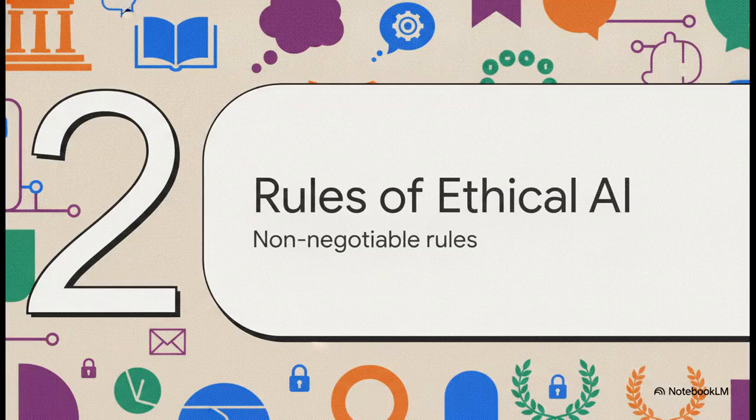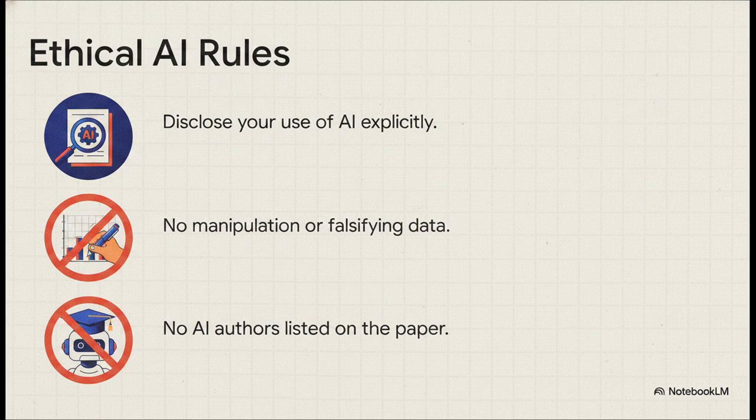But if we want it to act as a true co-pilot, we've got to play by the rules of the realm. So let's look at Section 2, Rules of Ethical AI, the non-negotiable ground rules. Whether you're an undergrad knocking out a term paper or a researcher publishing in a major academic journal, there is universal consensus on these three baseline rules to ensure you don't get kicked out of school. First, disclose your use of AI explicitly. If you use it, you state it clearly in your methodology or acknowledgments. You have to show your work.